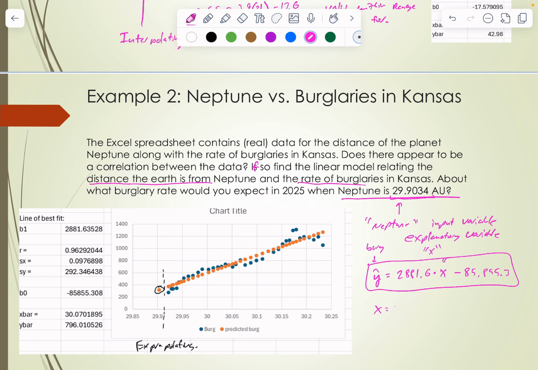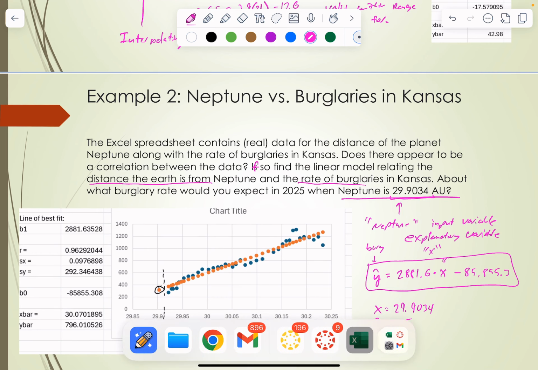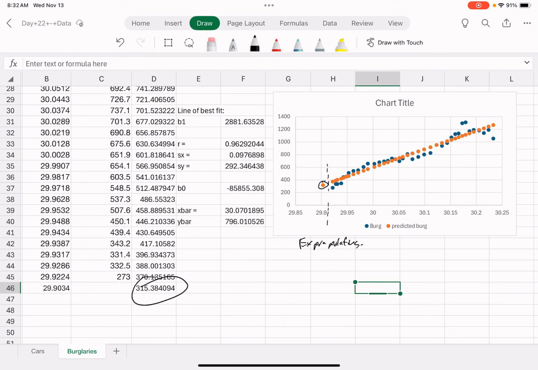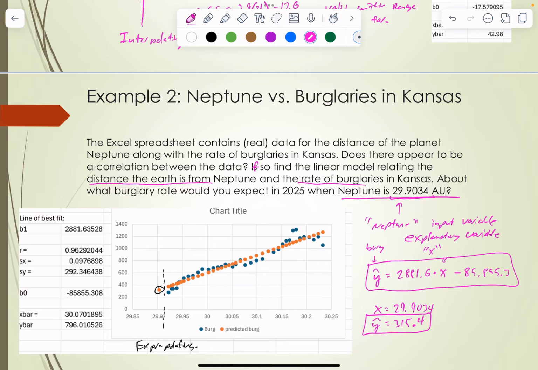When x equals 29.9035, I found that y, my predicted number of burglaries, is 315. Let's check that number again. Yep, 0.4 burglaries. That's number 8.